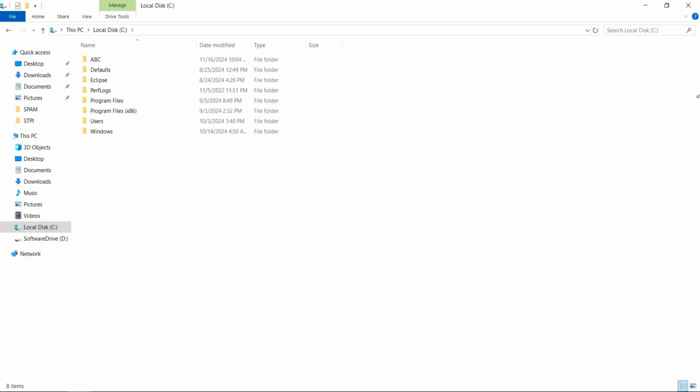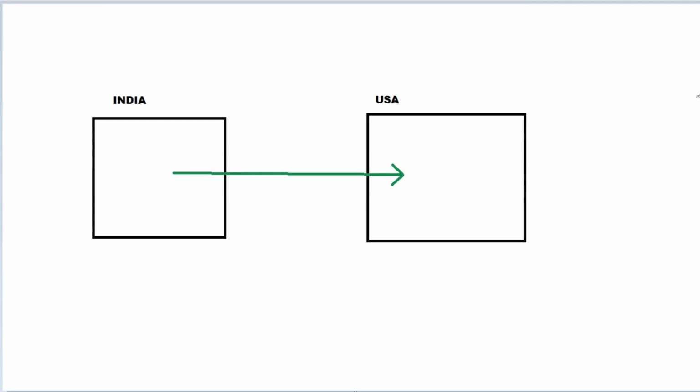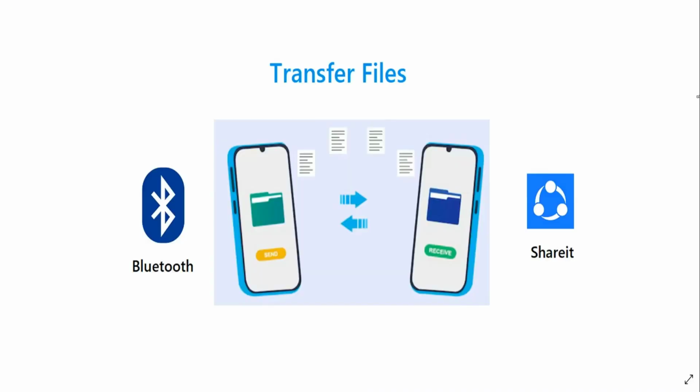For doing this remote client copy, we have one system and another system. This system is hosted in India and this system is hosted in USA. So I want to send the data from this system to this USA system. I want to send the data from the India hosted system to the USA hosted system. I'm taking one example here.